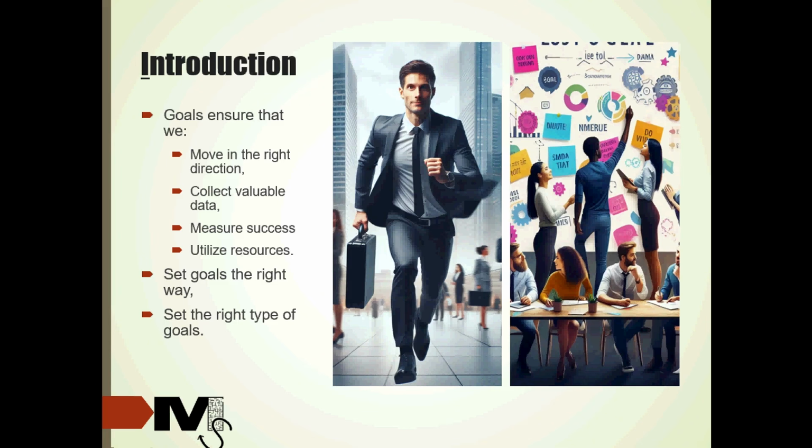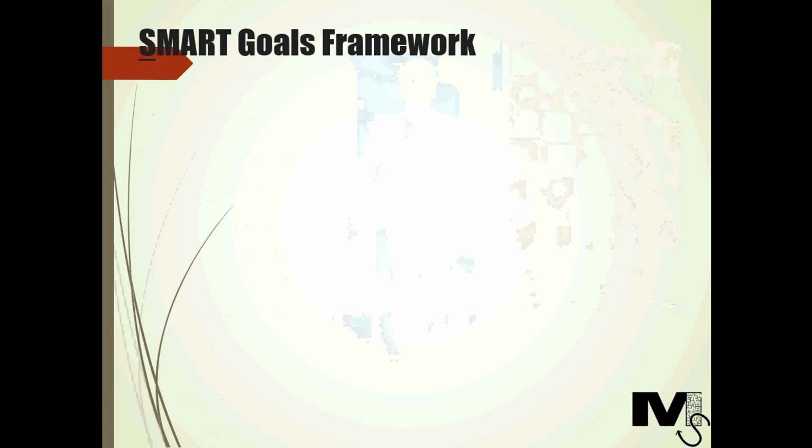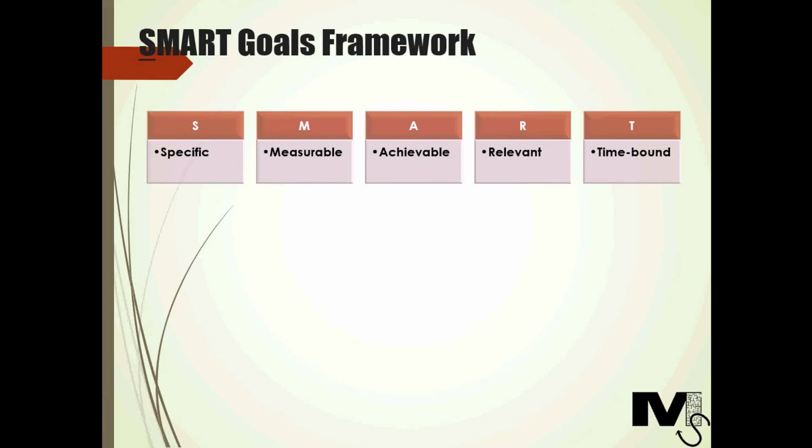Let's start with the SMART Goals framework. The SMART Goals framework helps us set goals that are clearly defined. SMART is an abbreviation that stands for specific, measurable, achievable, relevant, and time-bound. So each goal that's set needs to have these specific components. Now let's look at the different components and use an example goal to simplify it.